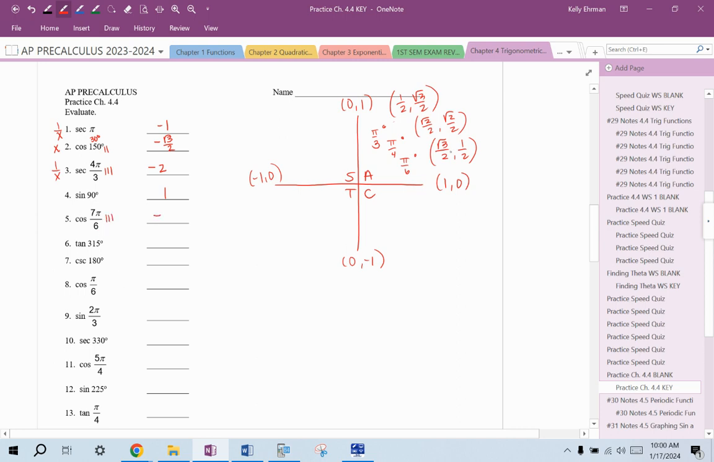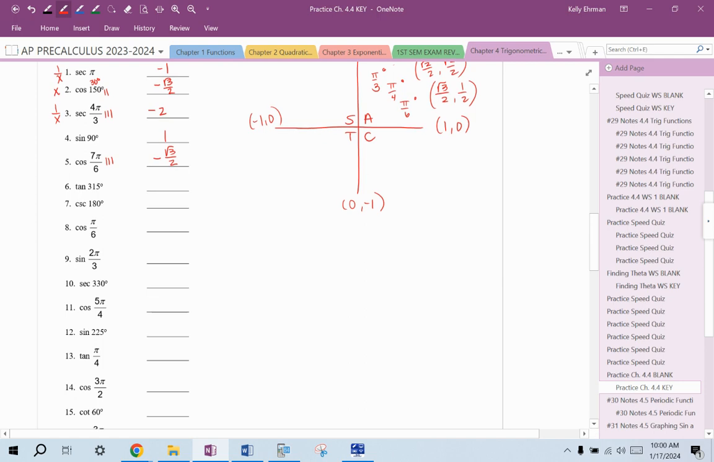What is the cosine of pi over 6? X value there is radical 3 over 2. So I did that in a slightly different order. You can do it this way. Tangent of 315, that's quadrant 4, so tangent's negative. What's the tangent of 45 degrees? 1, so negative 1. The reciprocal of the y value at 180, well, the y value is 0. The reciprocal of that's undefined. The x value at pi over 6 is radical 3 over 2.